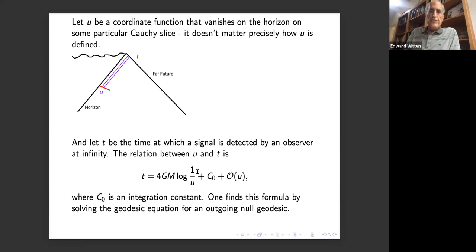So the definition of U didn't matter. For instance, if you rescale U, that will just shift this constant, which you can absorb in redefining the origin of time for the outside observer. And a nonlinear change in U will contribute to the order U terms, which will be even less important, since we're interested in very small U.